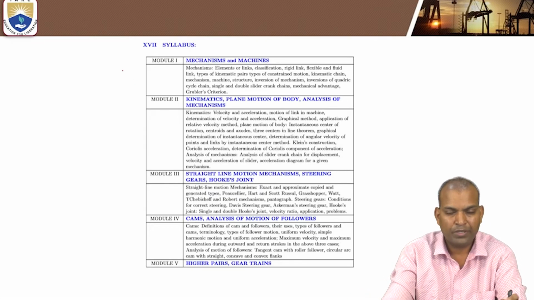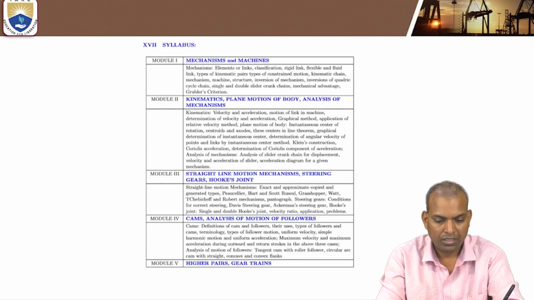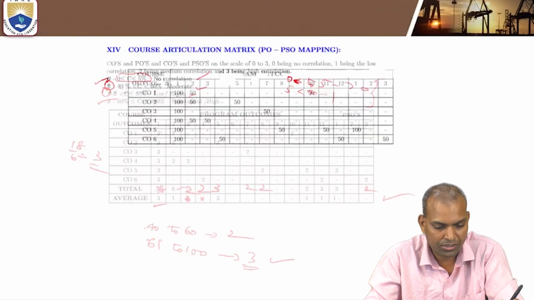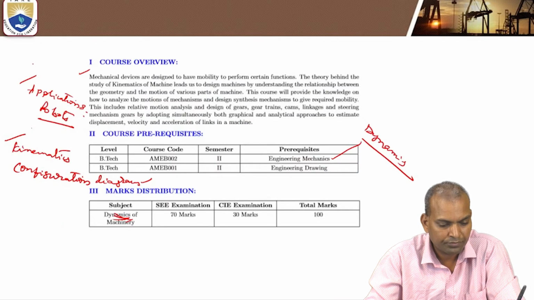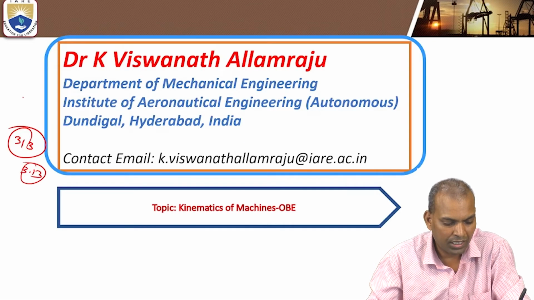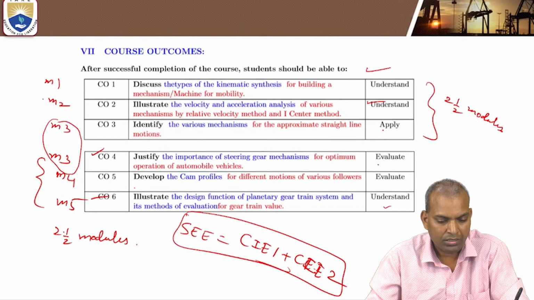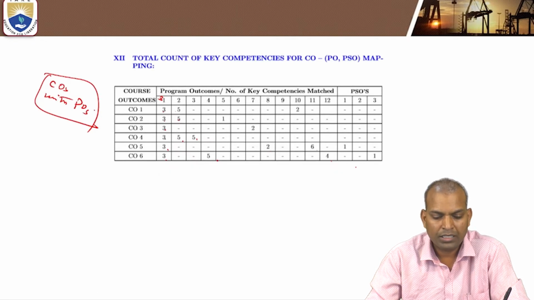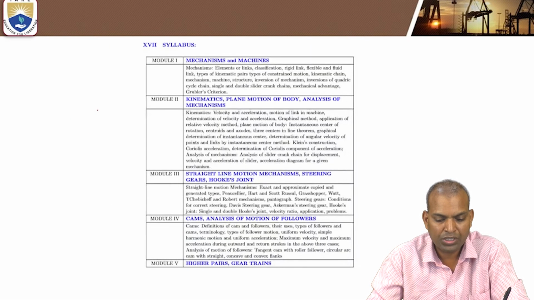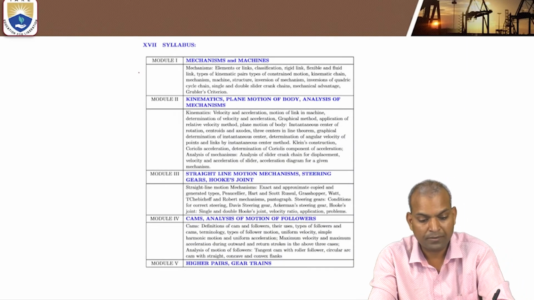Now, what is the syllabus included? As we have discussed, the mechanisms and the machines. I already mentioned here. The syllabus is included: Unit 1 includes the introduction to kinematics of machines, or mechanisms and machines.